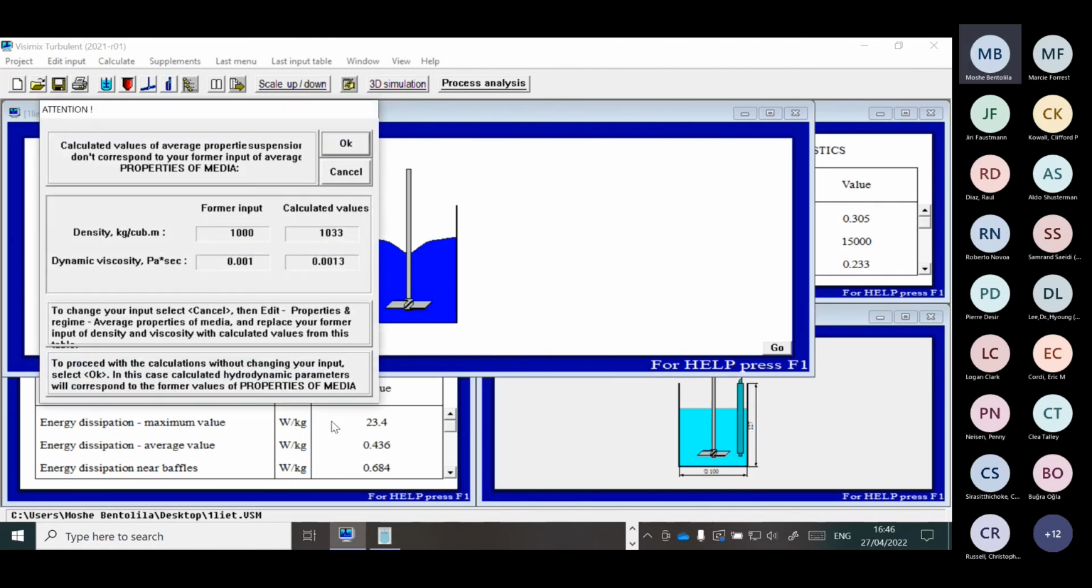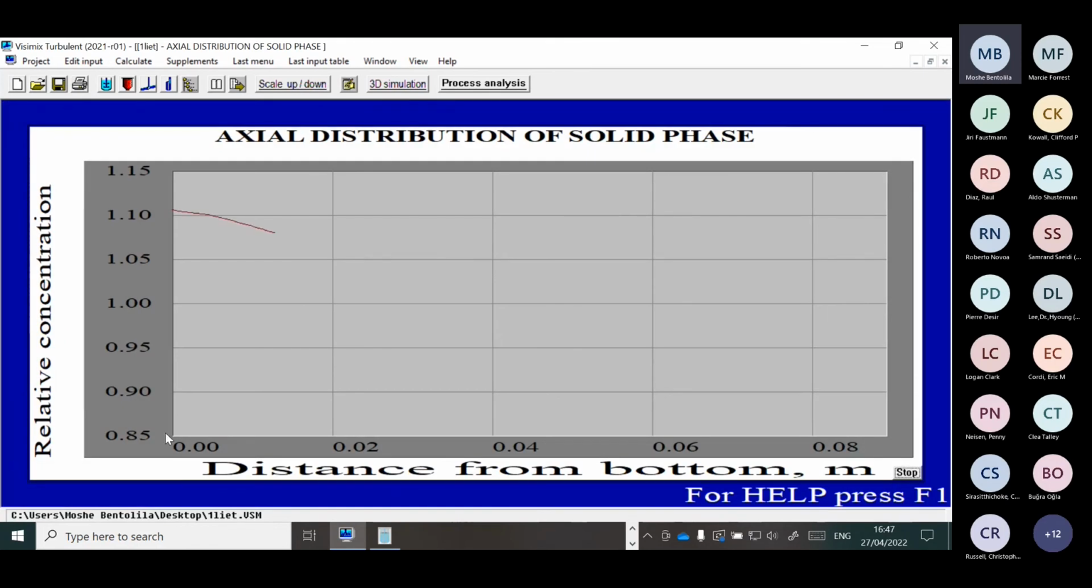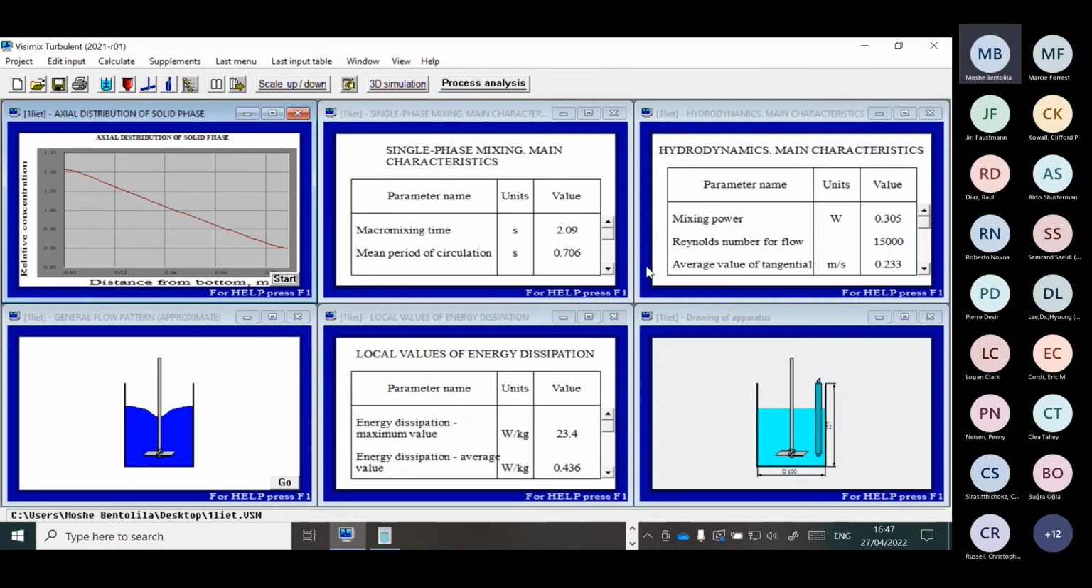When I click OK, I get some notification about the deviation of the initial data. I can change or not according to my decision, but you can see here the solid distribution. You see here is the bottom of the tank, and this is the top of the tank. And here you have the relative concentration, that is the local concentration divided by the average concentration. The meaning of this is that at the bottom of this tank, we have 10% more material than the average, and it's going down to 10% less at the top of the tank. Okay, good for us. Let's say this is good for my process.